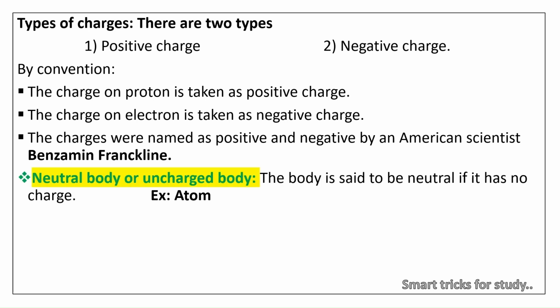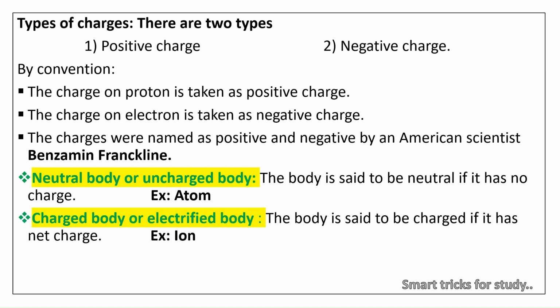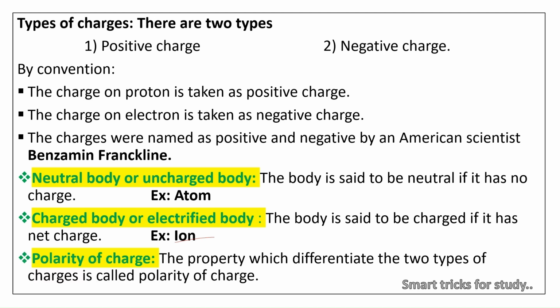Neutral body or uncharged body. The body is said to be neutral if it has no charge. Example, atom. Charged body or electrified body. The body is said to be charged if it has net charge. Example, ion. Polarity of charge. The property which differentiates the two types of charges is called polarity of charge.